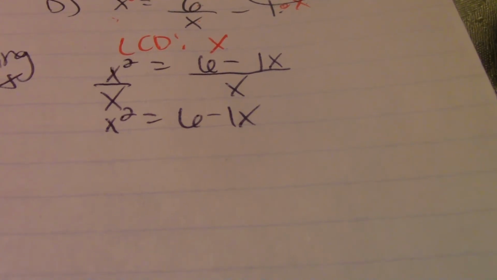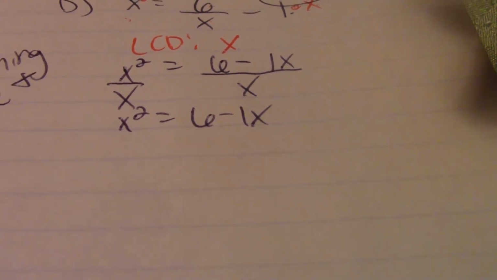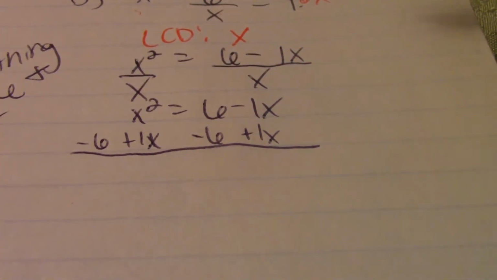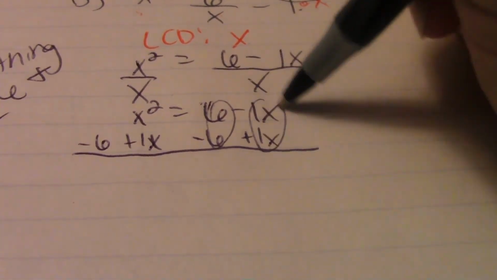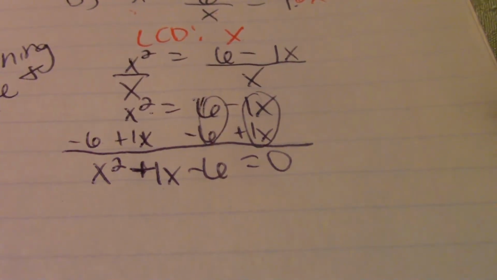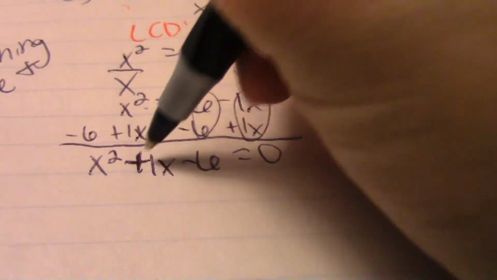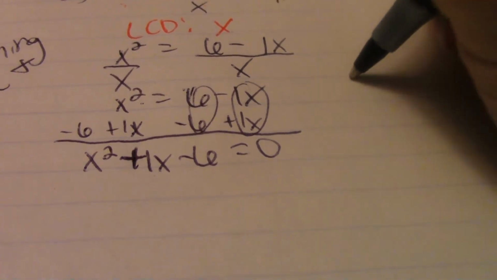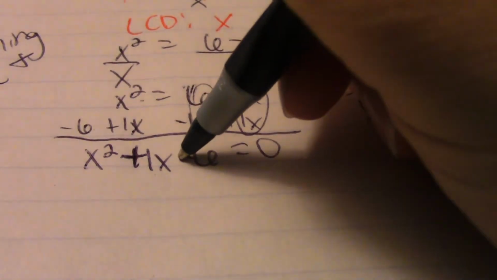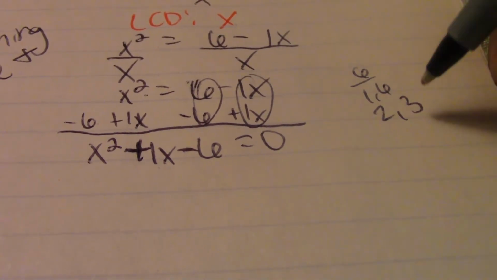Now I need to go ahead and move everything to one side. So I need to minus my 6 and add my 1x. So this all goes to 0. So x squared plus 1x, sorry, minus 6 equals 0. That is plus 1x. So my factors of 6 are 1 and 6, 2 and 3. Because of this, 1 needs to be negative, adds to 1, so 3 minus 2.